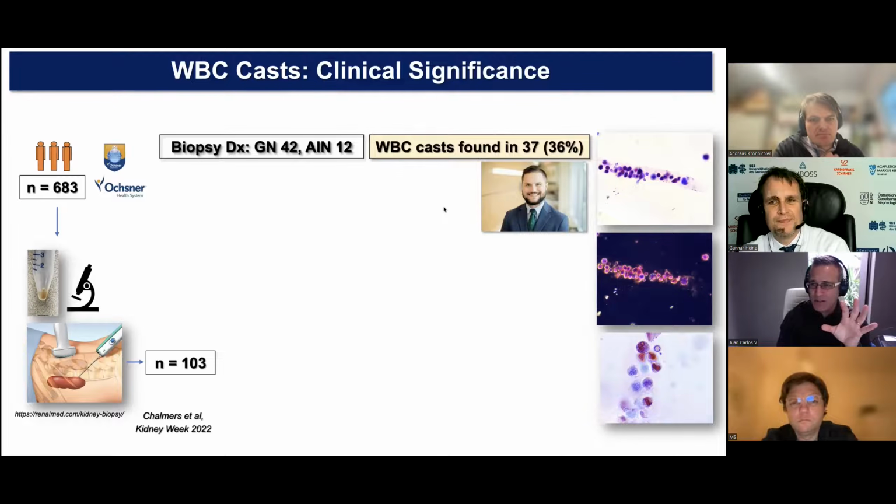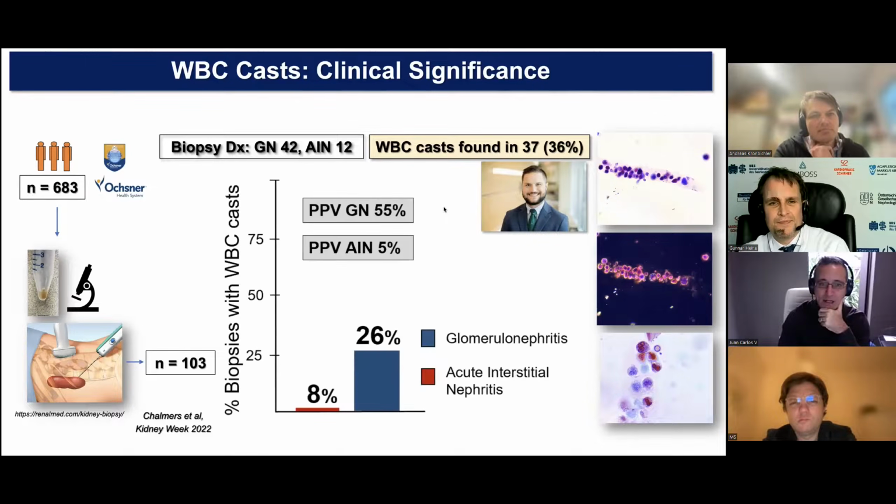Again, you may say, well, that's huge. Well, I'm just talking about patients who underwent biopsy. So clearly, this is an enriched population of patients in whom you suspect GN or suspect AIN, so you're more likely to biopsy. So 36% of them had white blood cell casts. And what we found is that the most common diagnosis with those white blood cell casts was actually glomerulonephritis. The positive predictive value is actually terrible for acute interstitial nephritis.